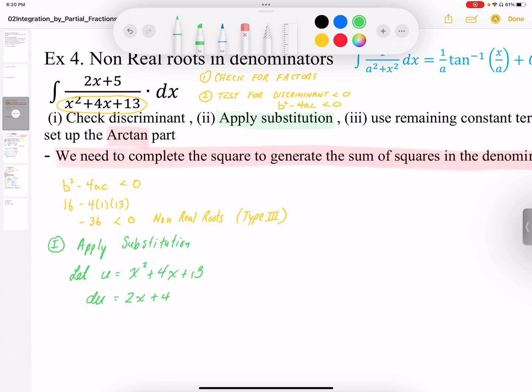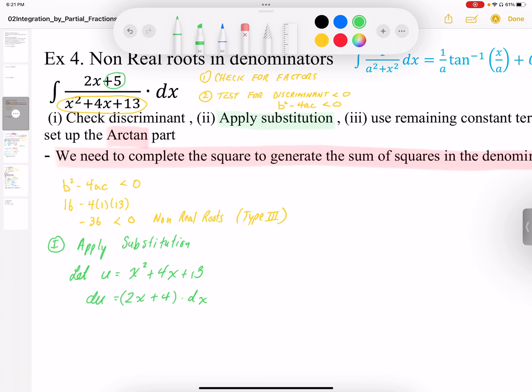So we're going to get a linear function for du. And what that means is that we want to have this 2x plus 4 as part of the numerator to be able to apply substitution. Now notice that this 2x plus 5 doesn't quite match. Okay, that plus 5 does not match plus 4. So we're going to have a leftover piece, which we're going to put into a different fraction. And that other fraction is going to be done using arctan, and I'll show you how that sets up.